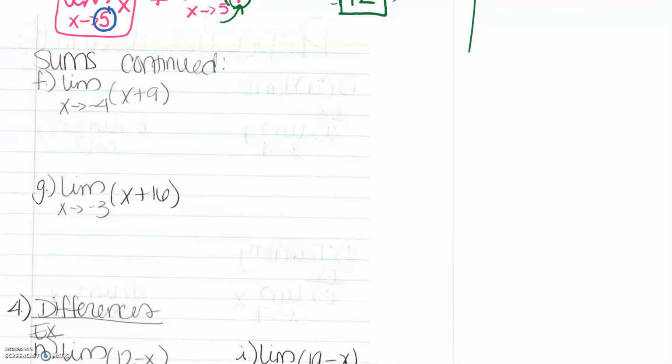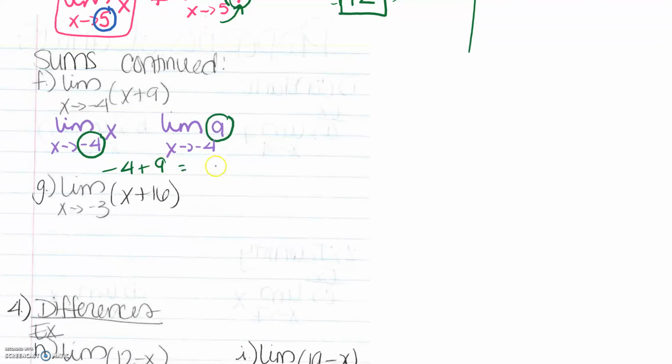Do this one the same way. You're going to break this up. What is the limit as x approaches -4 of x? And what is the limit of 9 as x approaches -4? When it's the identity, it's the limit. When it's a constant, it's the constant. -4 plus 9 is 5.